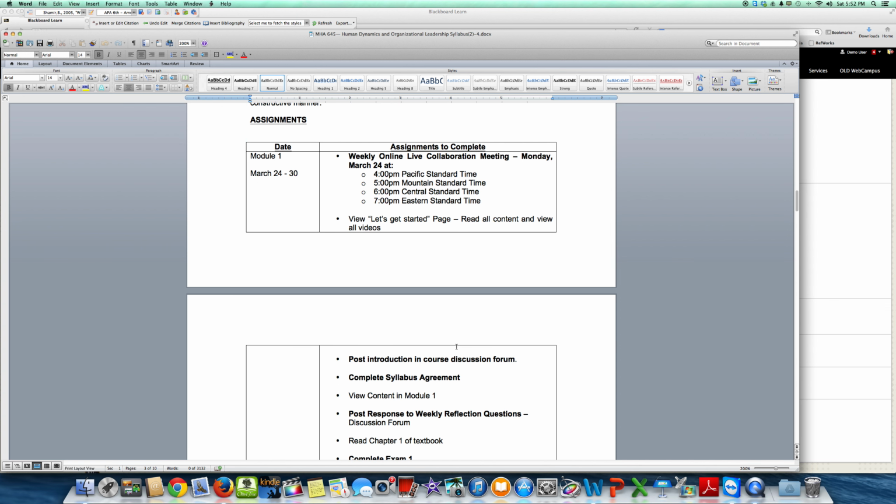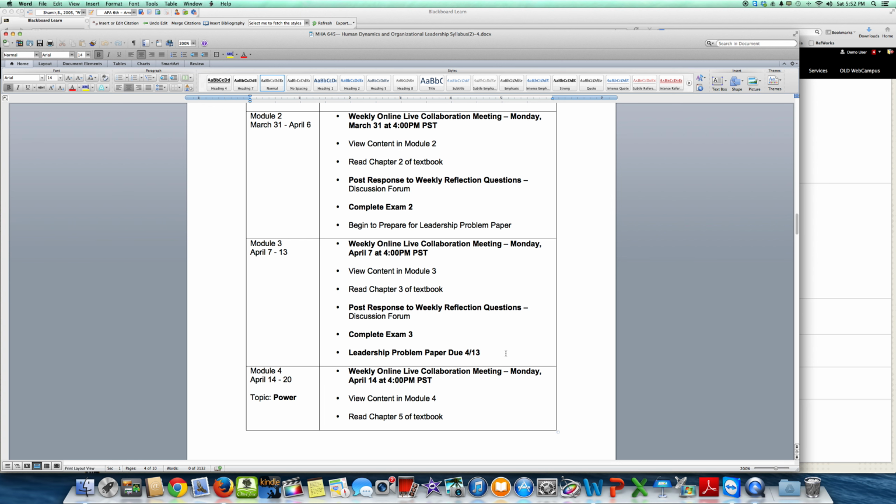Here are the assignments. I've already shown you the assignments for week 1 or module 1, in the other interface. But you can go through and see and plan for what's coming up. There's a couple of papers in the course. There's a leadership problem paper. We'll talk more about that in our online collaboration meetings.